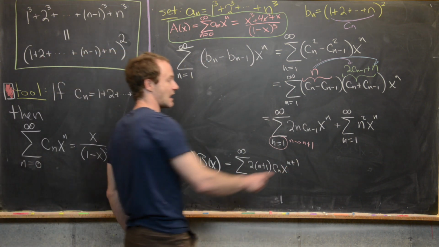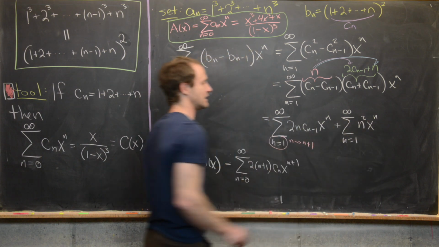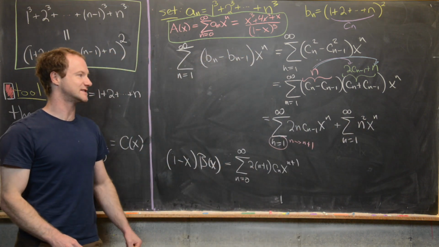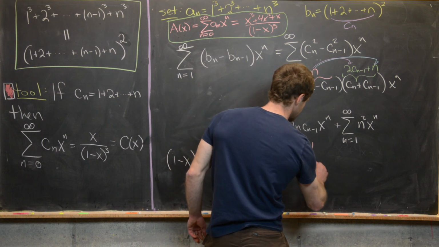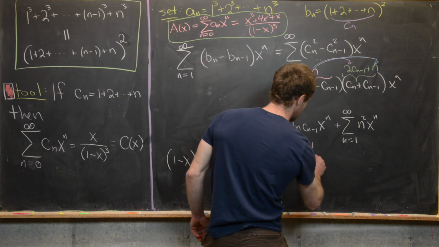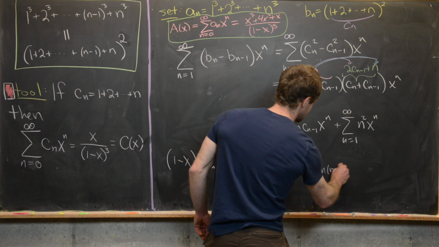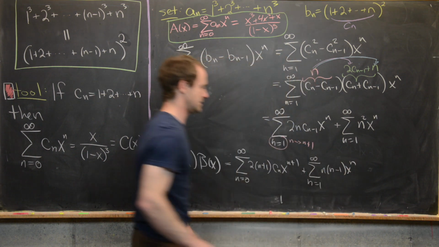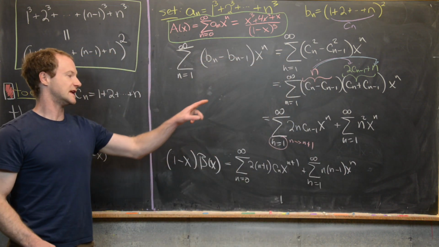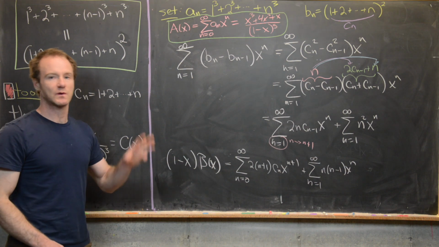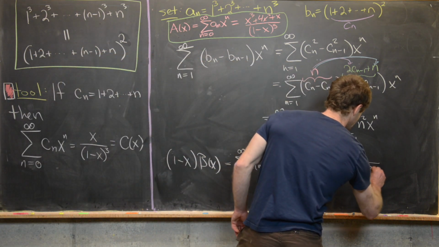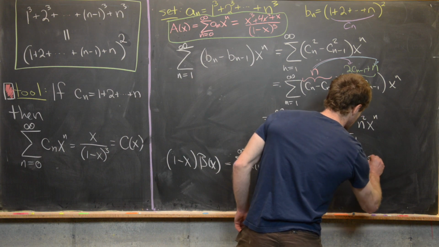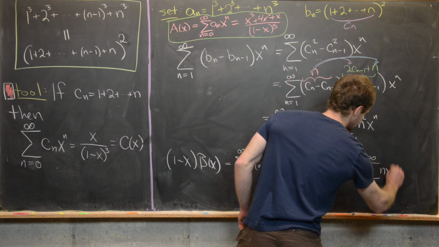Good. And now I'm going to do the same kind of thing that I did over here. In other words, rewrite n squared as a falling power. So I can do that, and I'll get the sum n equals 1 to infinity of n times n minus 1 x to the n. So I've rewritten n squared with n times n minus 1, but that means I've subtracted off an n. So I need to add that back in. So I have the sum n equals 1 to infinity of n x to the n.